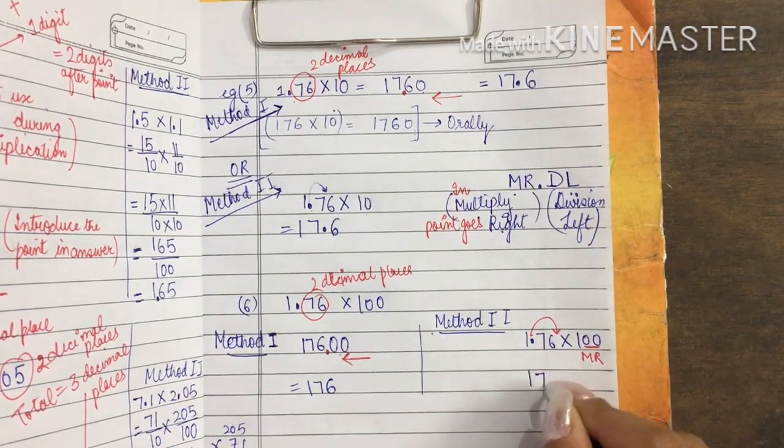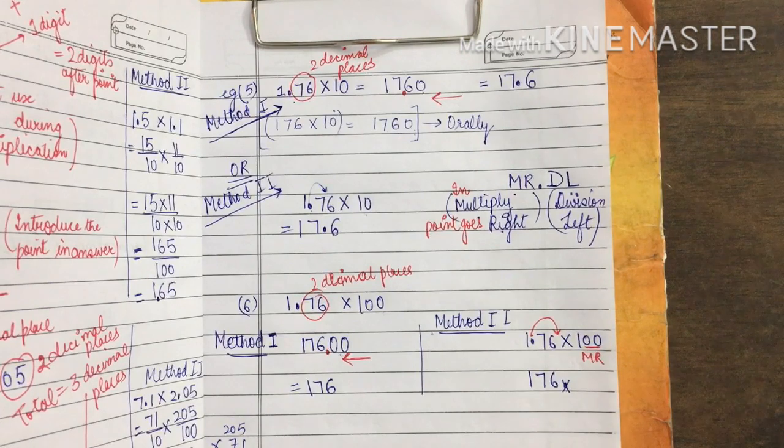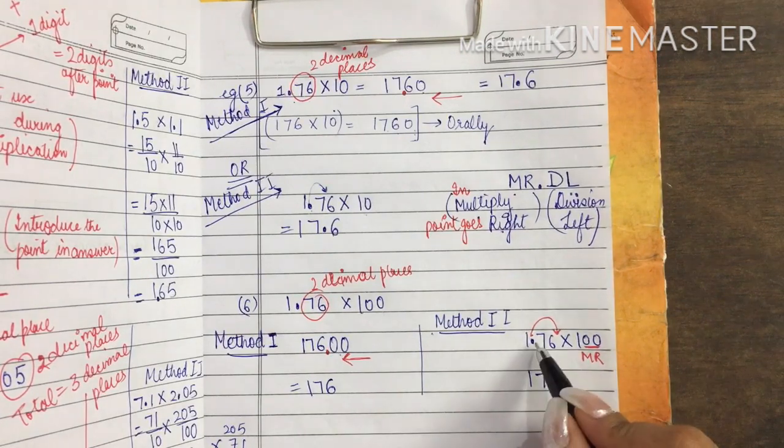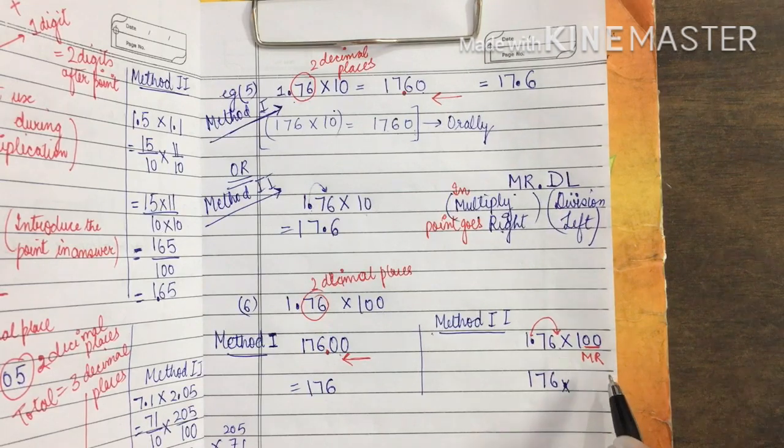This means I get the point here. And when the point reaches the end, you can ignore it. So every time the point moves and reaches the end, just delete it. So your answer is 176.